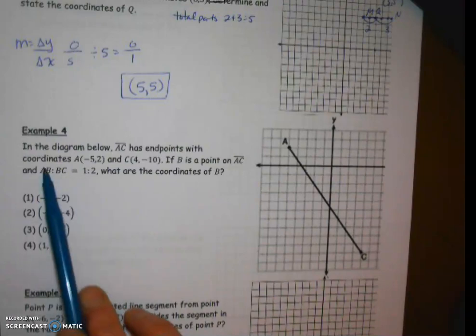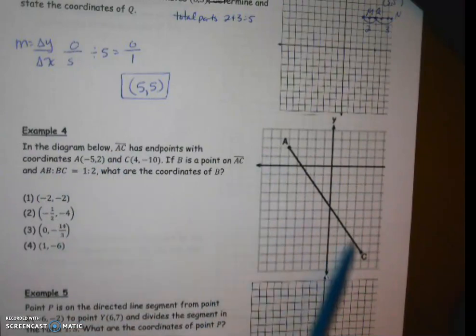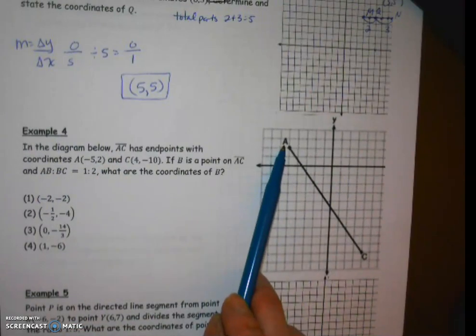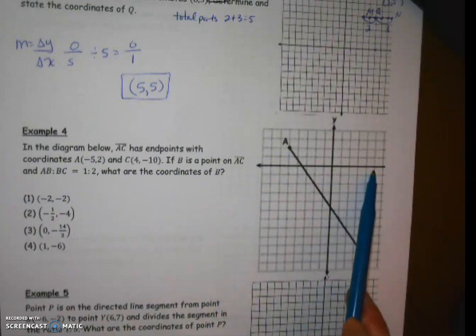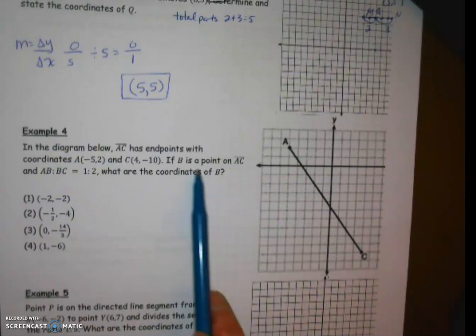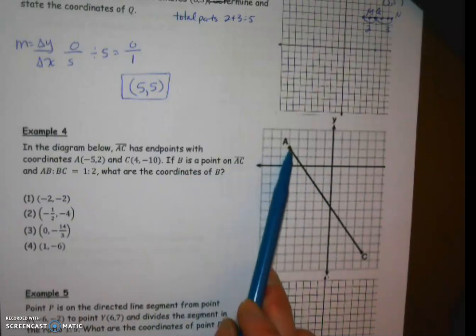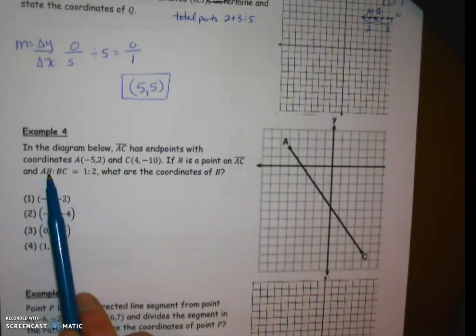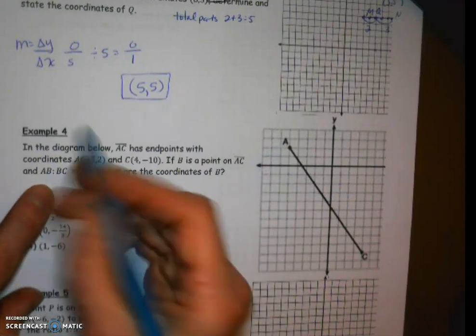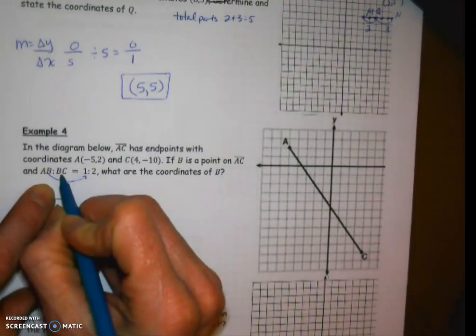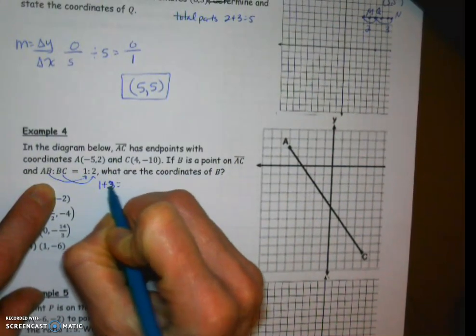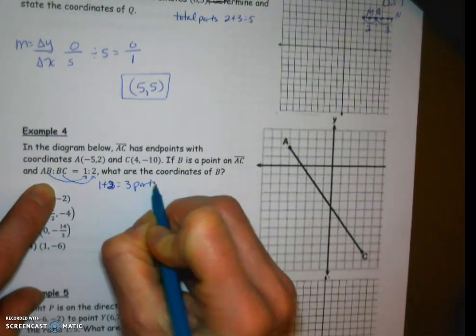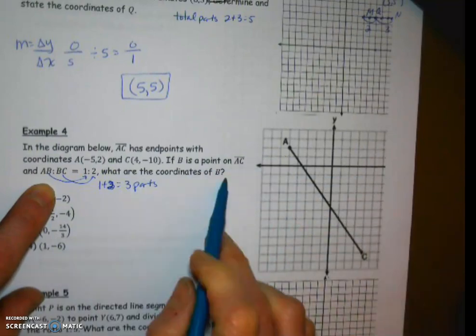Example number 4, it says in the diagram below, line segment AC has endpoints with coordinates at A (-5, 2), and C, which is already plotted for us, at (4, -10). If B is located on line segment AC, and the distance from A to B is going to be 1 part, and B to C is going to have 2 parts, 1 plus 2, we're going to have 3 total parts breaking up this line. What are the coordinates of B?